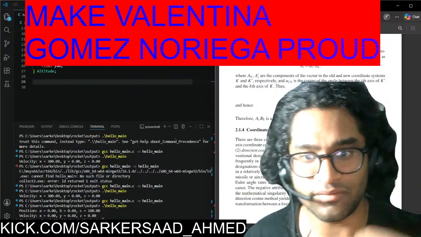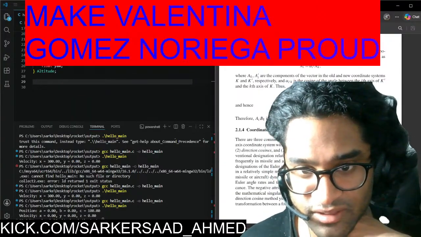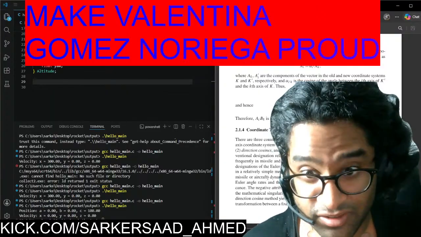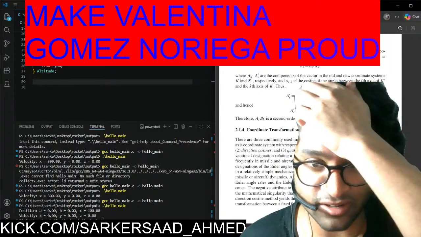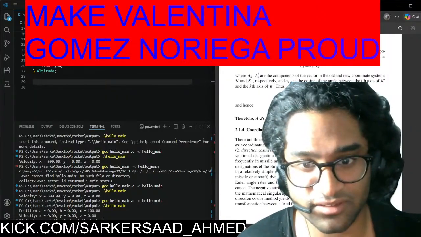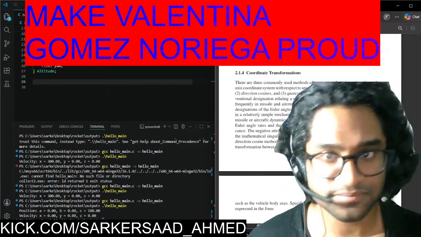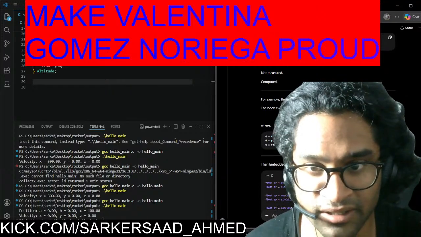We're going to use the Euler roll, pitch, and yaw. Its strengths lie in a relatively simple mechanization and digital computer simulation of vehicle, missile or aircraft dynamics. Another beneficial aspect of this technique is that the Euler angle rates and Euler angles have easily interpreted physical significance. All right, let us do the Euler angle then.